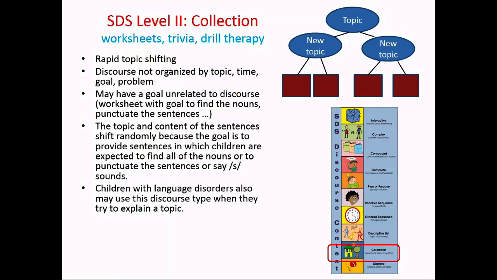We also see language-disordered kids who will use this kind of discourse when they try to explain a topic, and so they're constantly topic-shifting. I had a birthday party, and I got a bike, and one time I fell off my bike, and I hurt my knee, and it started to bleed, and my sister, you know, was in a car accident, and there was blood all over everything, and she went to the hospital, and I had fun because I got to go down to the gift shop and get a prize. So basically, the child topic shifts constantly, which means that their speech is not very organized. It's just a collection of random, loosely organized ideas.